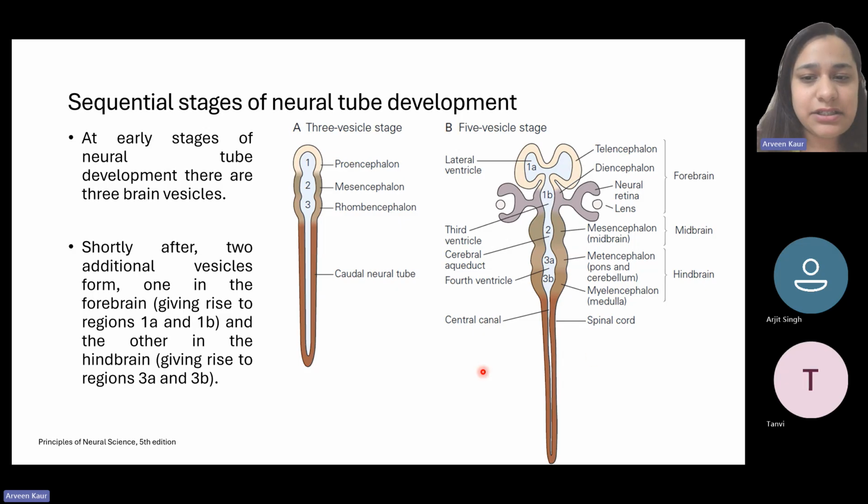So these are the structures that are formed. You can see that proencephalon has basically divided into two, 1A and 1B. 2 has remained constant. 3 has again divided into two, 3A and 3B, metencephalon and myelencephalon, right? So that is how differentiation of the nervous system is continually happening as and when the embryo is developing, right?